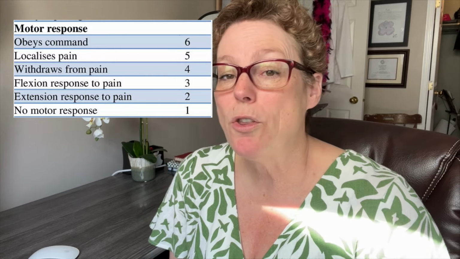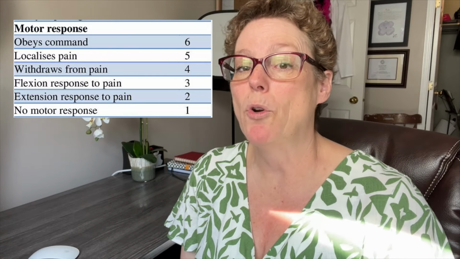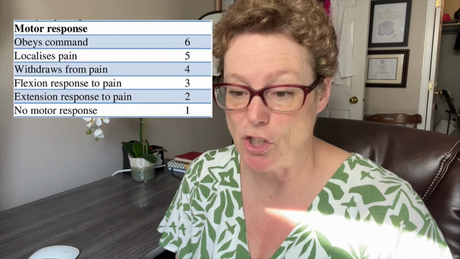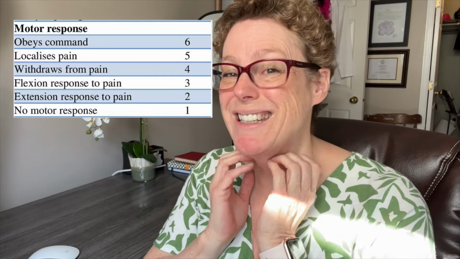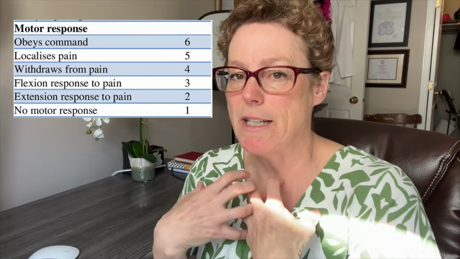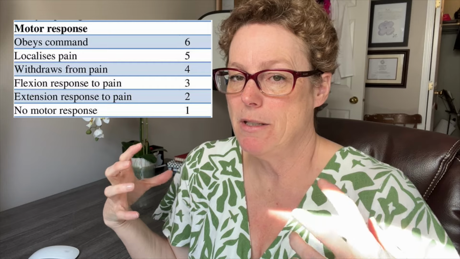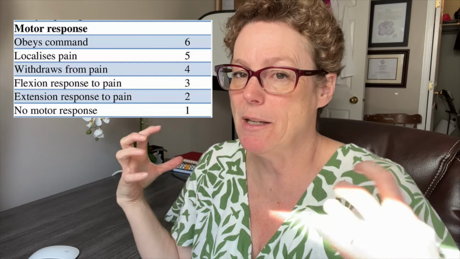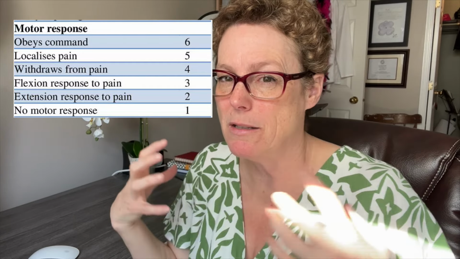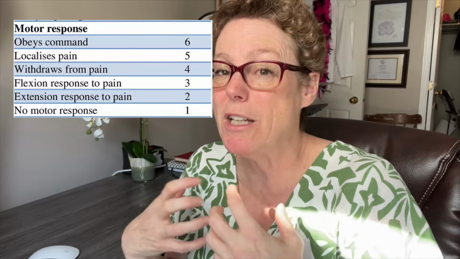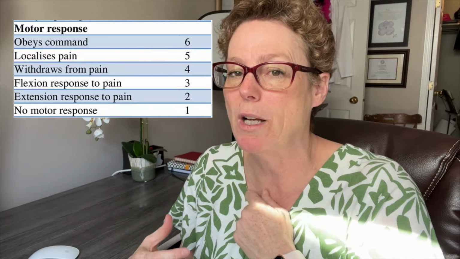Now the 2 and the 3 out of 6 speak to abnormal flexion or extension. Abnormal flexion is decorticate. Think core, center. So there's an attempt, in my mind, this is how I make sense of it, there's an attempt to come in and protect, but it's abnormal. It's not normal. They're not coming directly to the source.